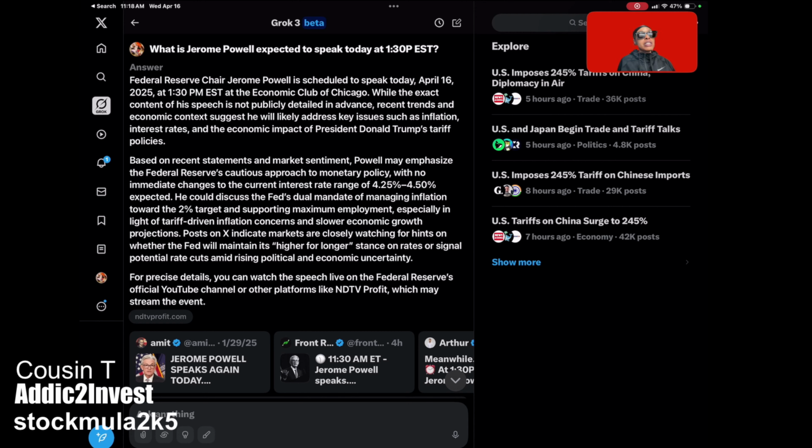And based on recent statements and market sentiment, Powell may emphasize the Federal Reserve's cautious approach to monetary policy, with no immediate change to the current interest rate of 4.25 to 4.50% expected.